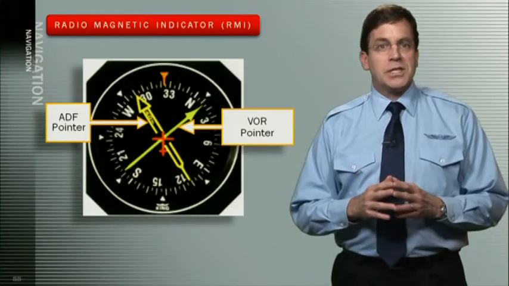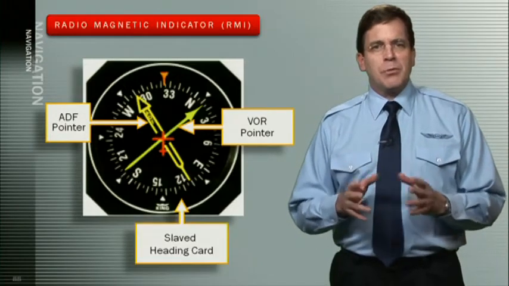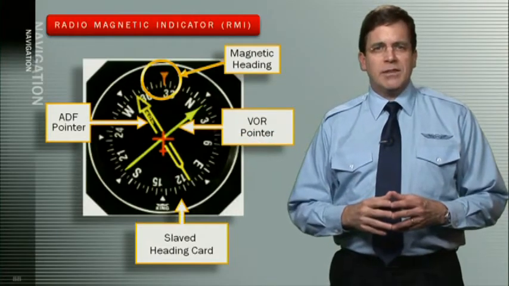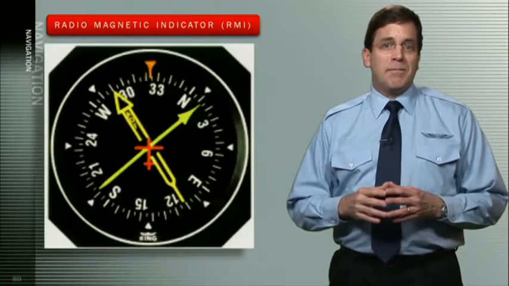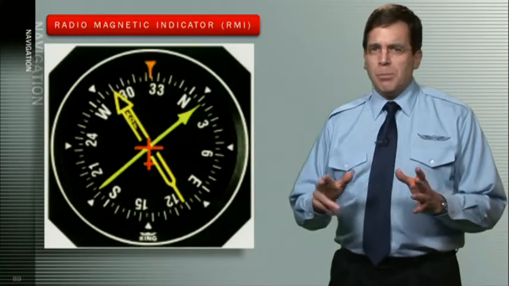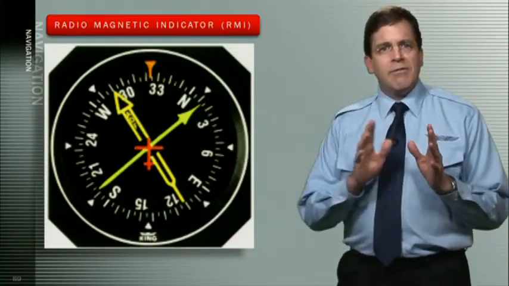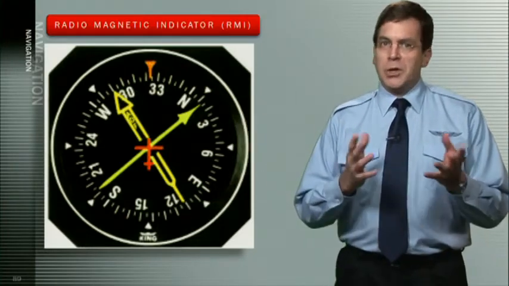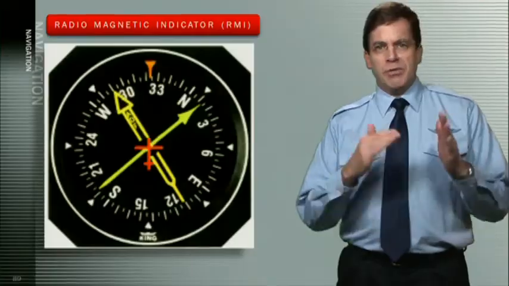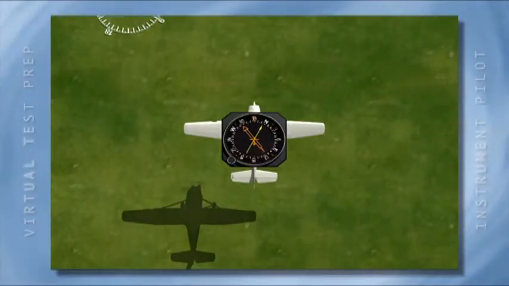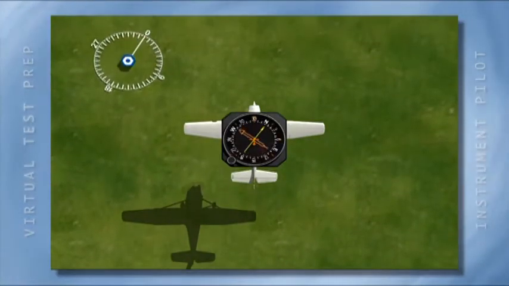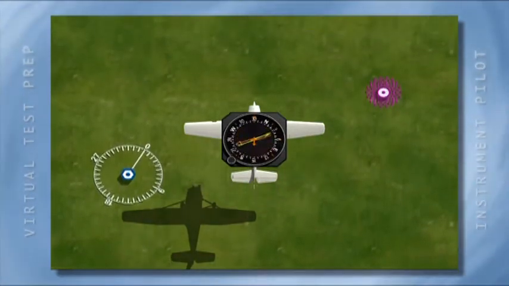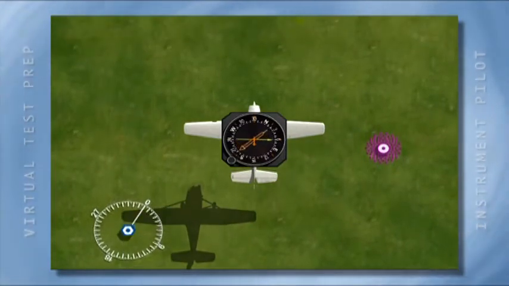The RMI is also slaved to the magnetic compass. You can read your heading right here at the top, just like you can on a heading indicator. Let's take a look at an RMI. The ADF needle always points to the NDB, and the VOR needle always points to the VOR station. You can also use the ADF needle to point to a VOR. The same is true for the other needle. It can also point to either nav aid. That's what makes the RMI so useful. It points to two VORs, or two ADFs, or one of each.